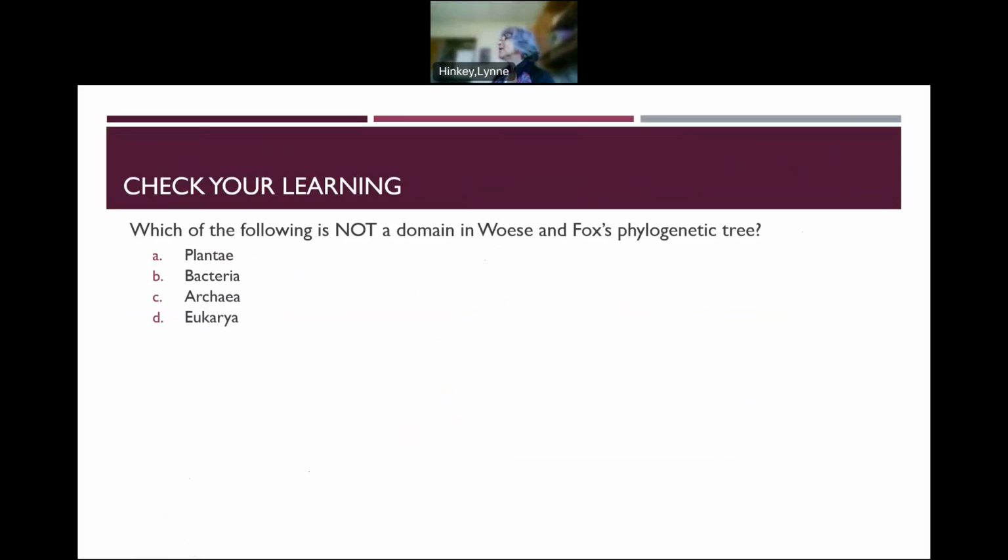All right, let's check how we did. Which of the following is not a domain in Woese and Fox's phylogenetic tree? Plantae, bacteria, archaea, or eukarya. All of these are in the phylogenetic tree, but of our domains, we only have 3 domains. Plants fall in the domain eukarya. They are not a domain of their own. They are a kingdom in the domain eukarya.